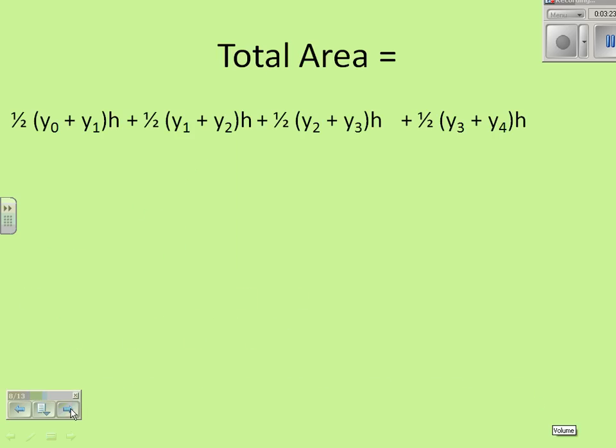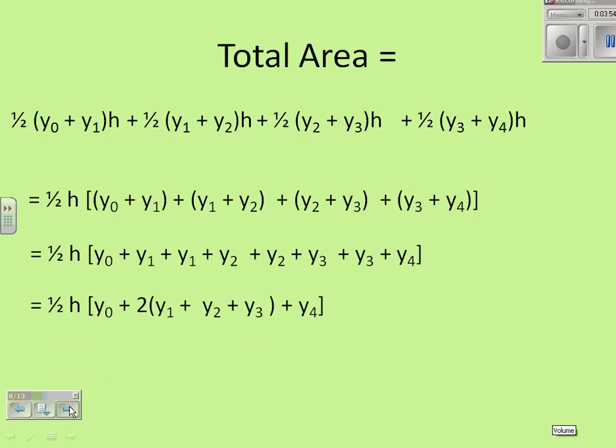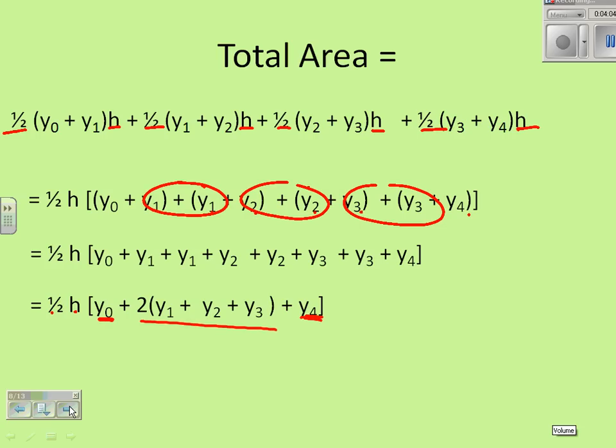So this big long formula looks like this, and you can see there's quite a few common factors and quite a few things looking the same. We've got 1/2 h, 1/2 h, 1/2 h, 1/2 h in all of them. So I'm going to take that out as a factor, 1/2 h. And look, I've got y0 plus y1, y1 plus y2, y2 plus y3, y3. So I've got 2 of those, 2 of those. In fact, I've got 2 of everything through the middle. So the formula is 1/2 times h, the first and the last, and 2 lots of everything in between. And this is the trapezium formula that we're going to be using for our shape.